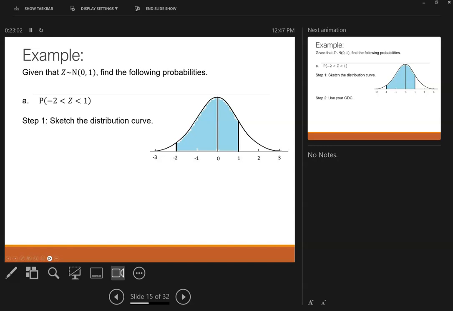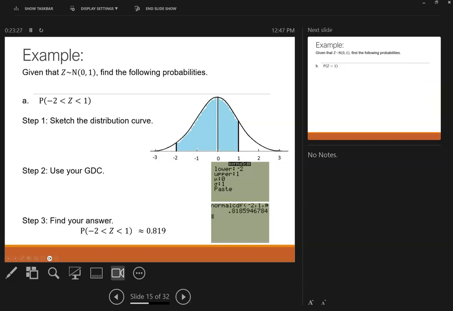If I want to do this with my calculator, then I'm going to press second and the vars button to where all the distributions live. I'm going to pick from that list, I think it's option 2, which is normal CDF. The lower is going to be -2. The upper is +1. And the mean is 0 and the standard deviation is 1. And then I'll press enter. And I get about 0.819 or about 81.9%, if you want to write it that way. So far, so good? Just like the binomial, right?